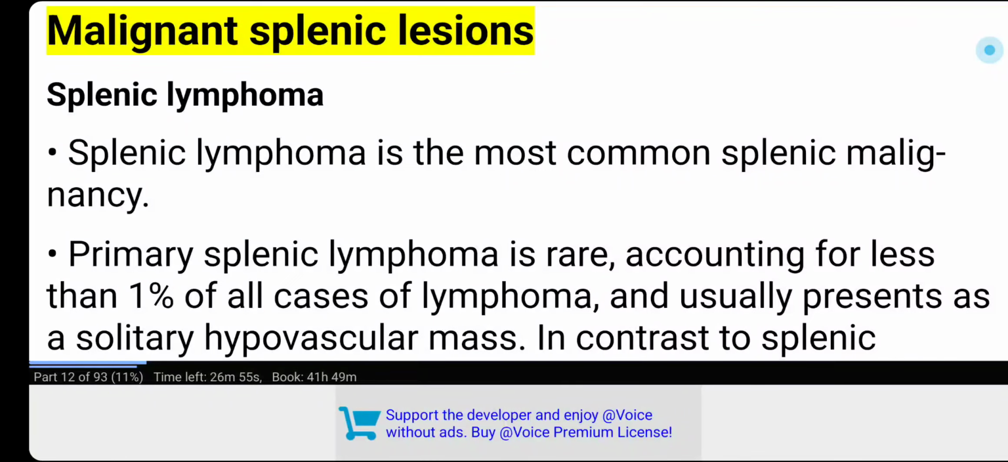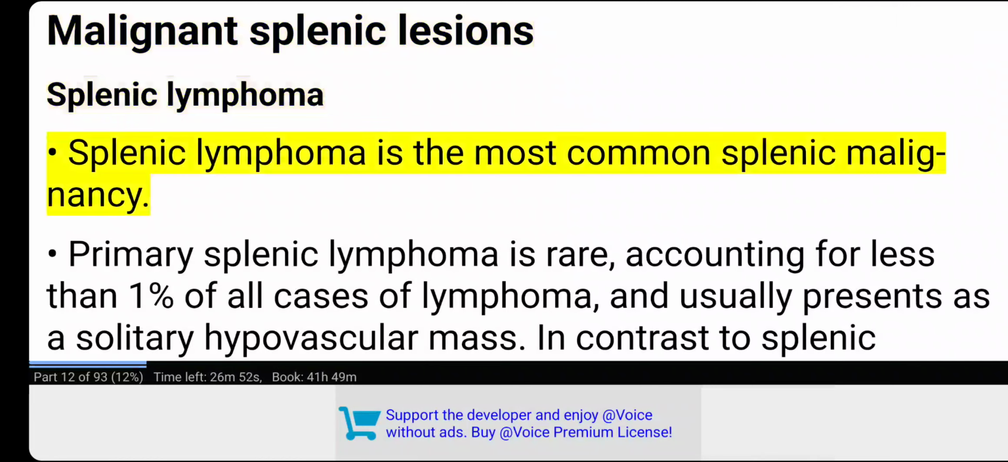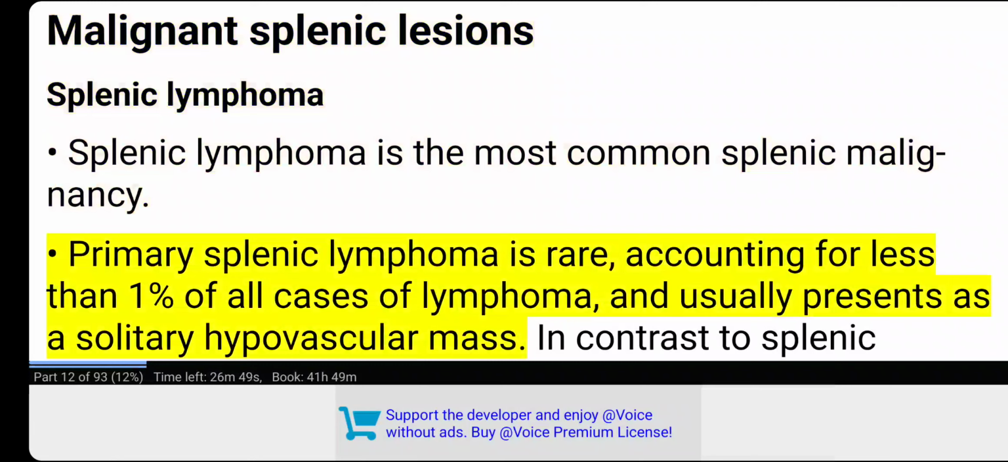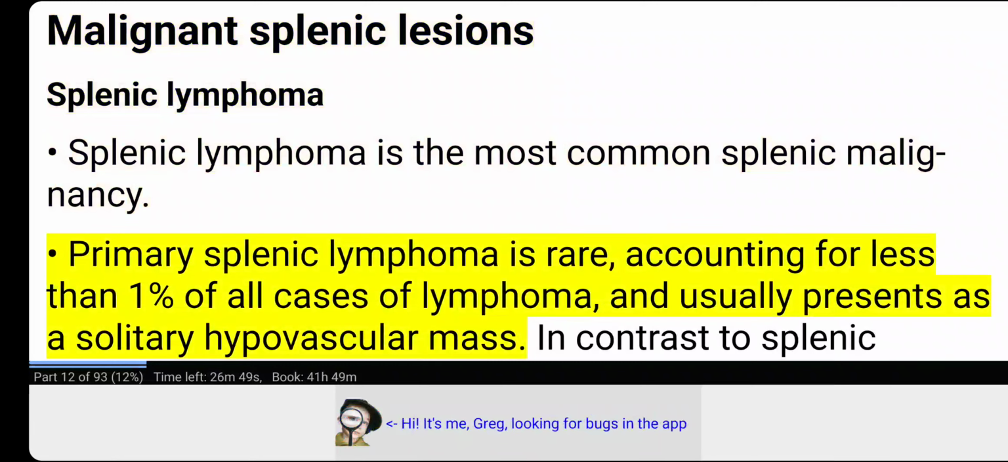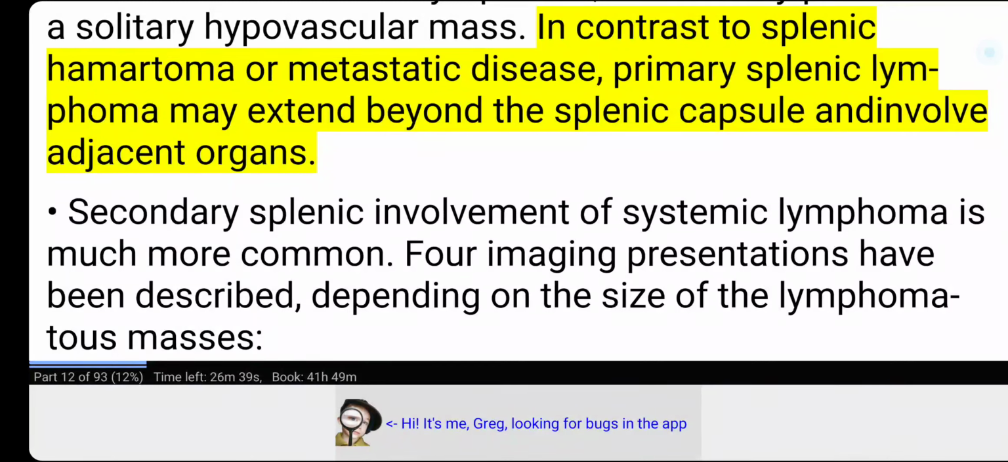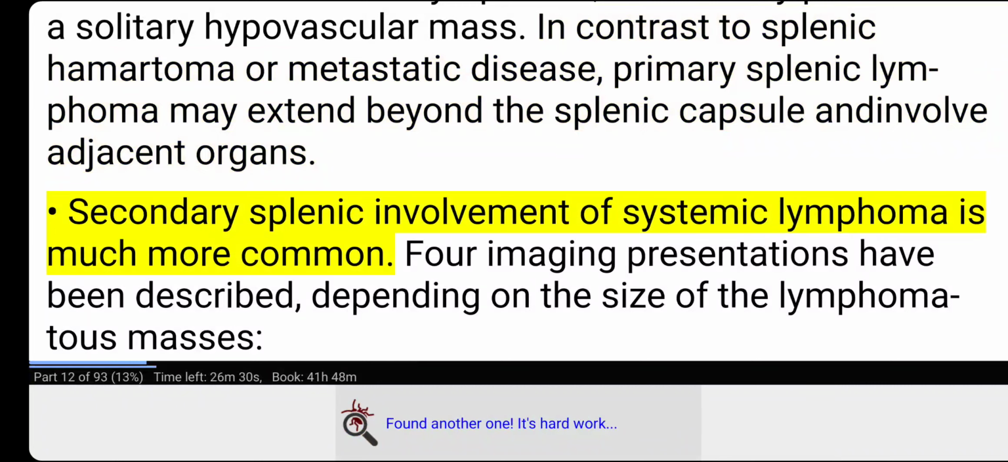Malignant splenic lesions. Splenic lymphoma. Splenic lymphoma is the most common splenic malignancy. Primary splenic lymphoma is rare, accounting for less than 1% of all cases of lymphoma, and usually presents as a solitary hypovascular mass. In contrast to splenic hematoma or metastatic disease, primary splenic lymphoma may extend beyond the splenic capsule and involve adjacent organs. Secondary splenic involvement of systemic lymphoma is much more common.